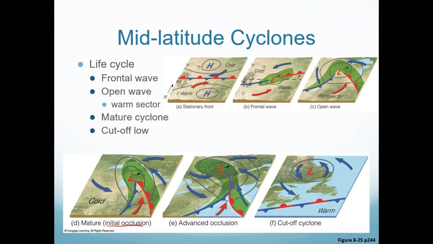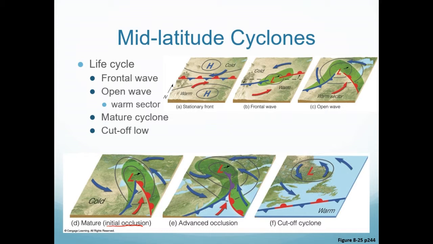Now, I have to point out that at this stage, this is often when we get a lot of our most serious weather, in the warm sector of the open wave or in the warm sector of your initial occlusion or your mature cyclone. That's often where we can see tornadoes, but we'll see more about tornadoes in Chapter 10. But yes, that is the area where we would often see those types of storms.